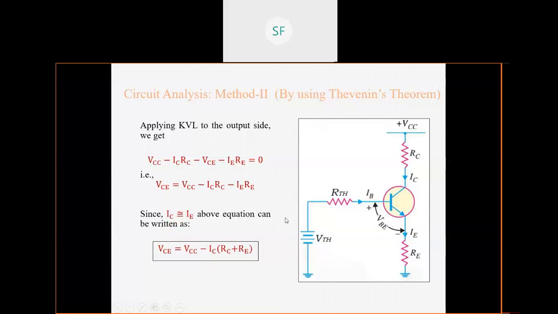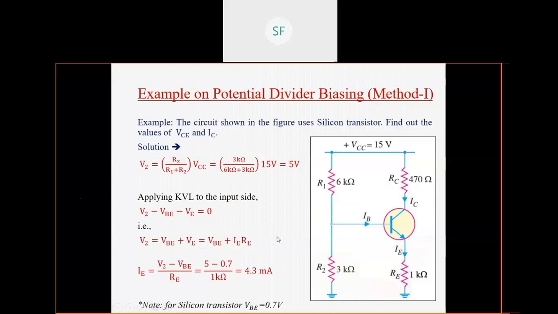The same example, the same problem, we will solve by using both methods, and we will see what the difference is. So now the same example has been discussed for method 1 as well as method 2. Okay, so this is your problem statement that the circuit shown in the figure uses a silicon transistor.